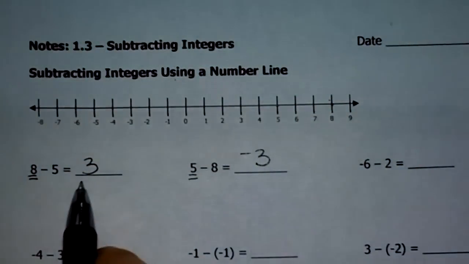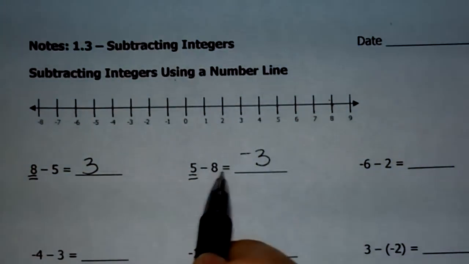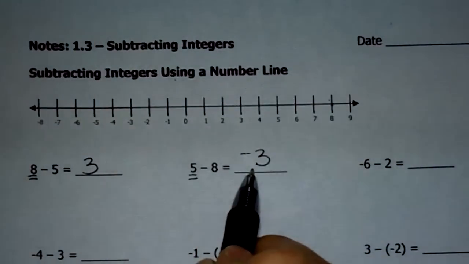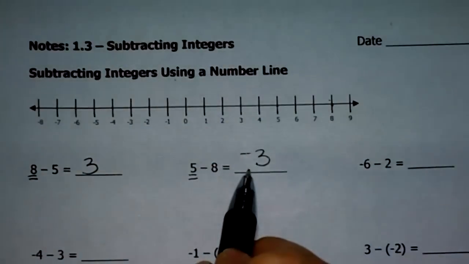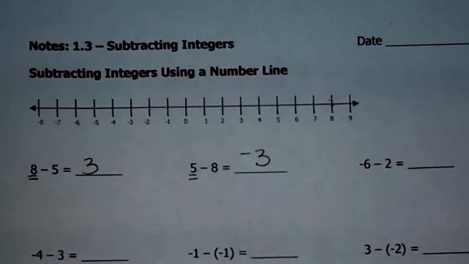So 8 minus 5 is 3, but if you have 5 and you try to take 8 away from 5, you're going to end up in the negatives. If you're trying to take away more than what you start with, that's what happens. That's what happens if you spend more than you start with too. So please be careful. When they send you those credit card applications in the mail, just don't do it.